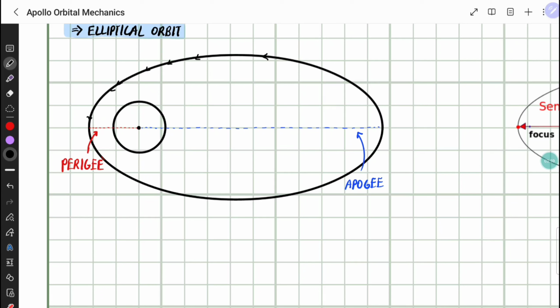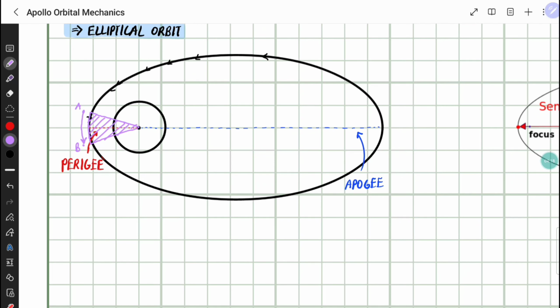So Kepler's second law of planetary motion says that the swept area for an orbiting body is equal for an equal amount of time. So what that means is, let's say you're getting faster and faster at perigee and you traveled from point A to point B for a certain amount of time, delta t.